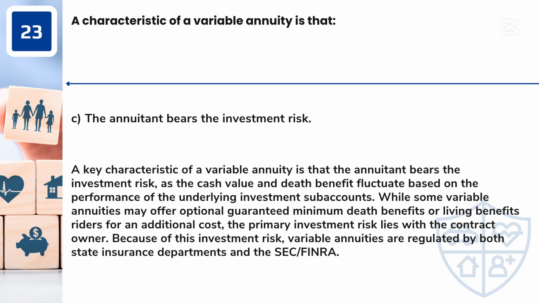Answer: C. The annuitant bears the investment risk. A key characteristic of a variable annuity is that the annuitant bears the investment risk, as the cash value and death benefit fluctuate based on the performance of the underlying investment subaccounts. While some variable annuities may offer optional guaranteed minimum death benefits or living benefits riders for an additional cost, the primary investment risk lies with the contract owner. Because of this investment risk, variable annuities are regulated by both state insurance departments and the SEC/FINRA.